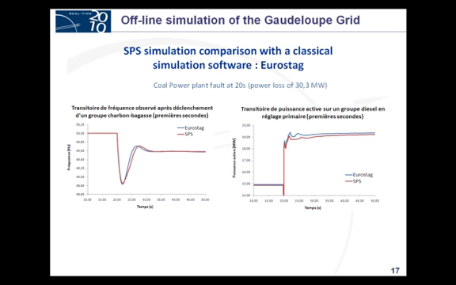Okay, so here is the comparison between the simple system simulation and the simulation from Eurostag. So here you have a fault from a coal power plant at 20 seconds. Here you have the frequency response. In red you have the frequency response in simple system, and in blue from Eurostag. And here you have the power generation response from another power plant. And you see it's approximately the same results.